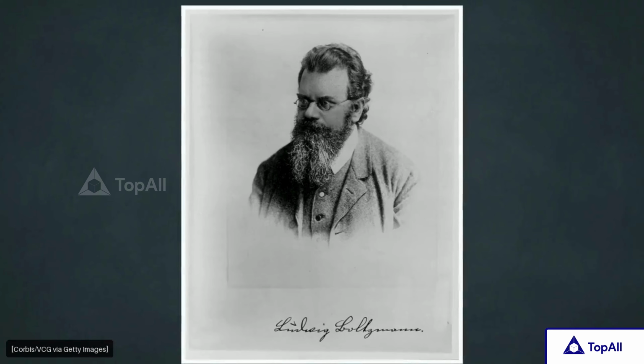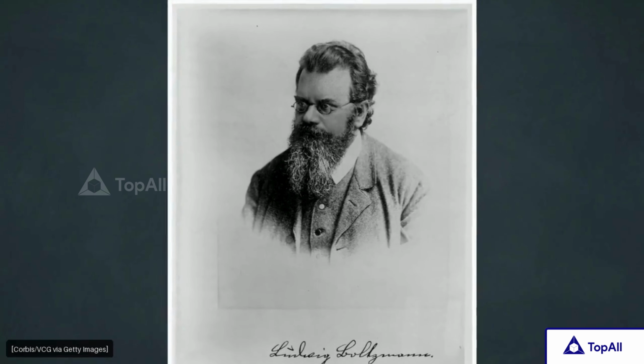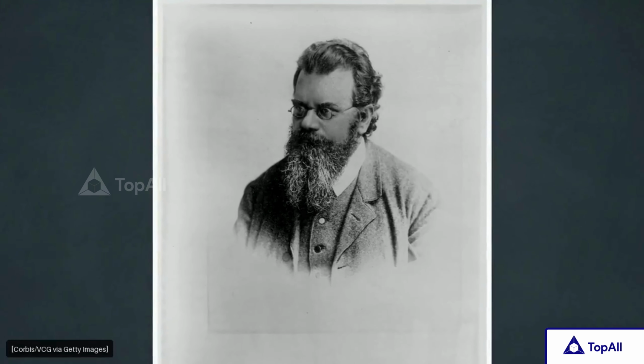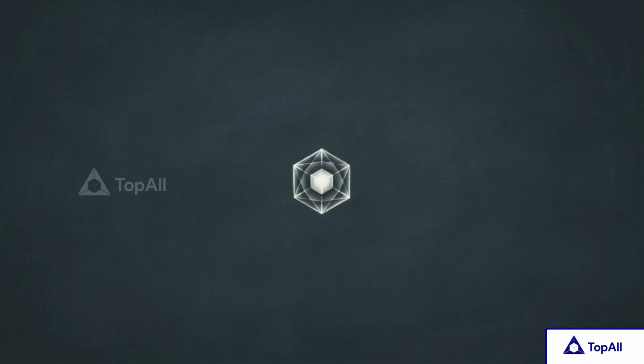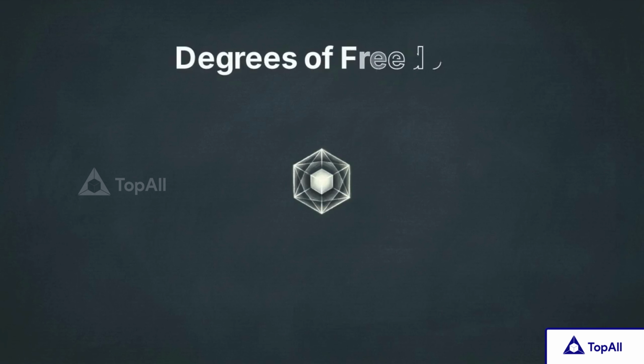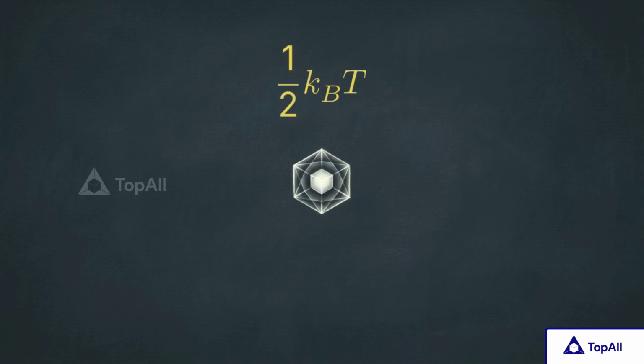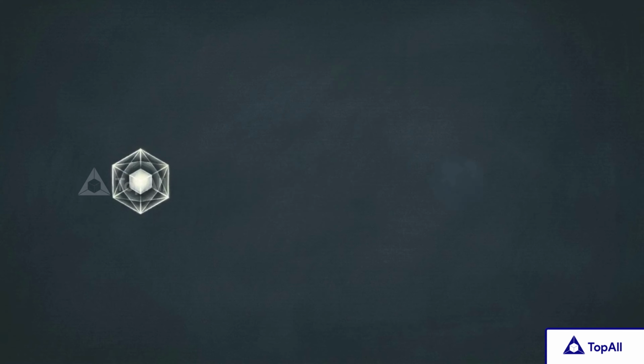This behavior is governed by the law of equipartition of energy, a foundational rule of kinetic theory developed by Ludwig Boltzmann. Boltzmann's law states that in thermal equilibrium, energy spreads equally across every available path of motion. Every active degree of freedom receives an identical share of the total thermal energy. Mathematically, this is defined as 1/2 times the Boltzmann constant times temperature.